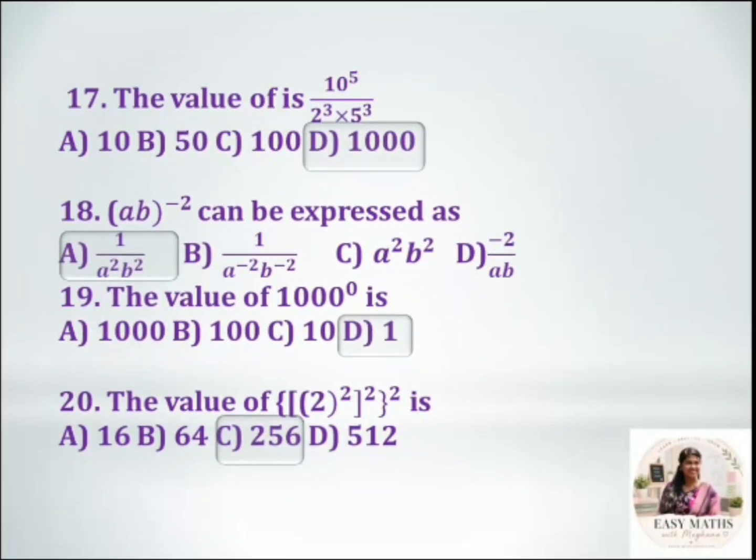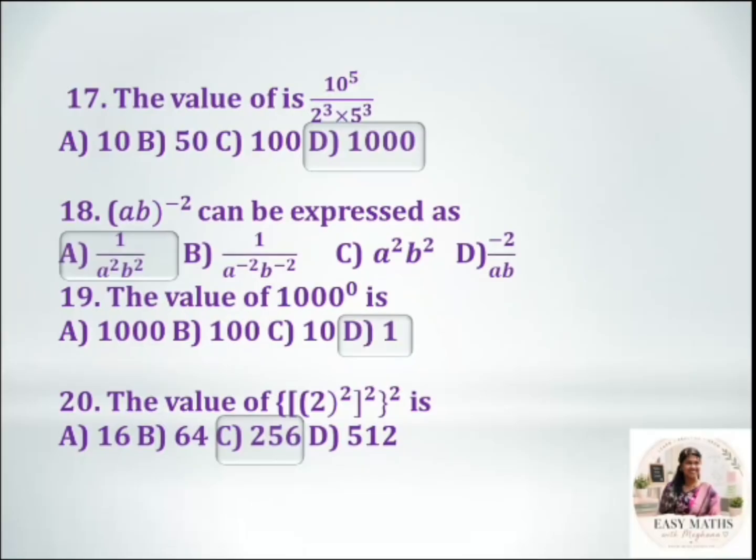Next question. The value of 10 raised to 5 divided by 2 raised to 3 into 5 raised to 3 is. So here in the numerator, 10 raised to 5, 10 can be written as 5 into 2, 5 into 2 is 10. So I can write 5 raised to 5 into 2 raised to 5 divided by 2 raised to 3 into 5 raised to 3 as it is.